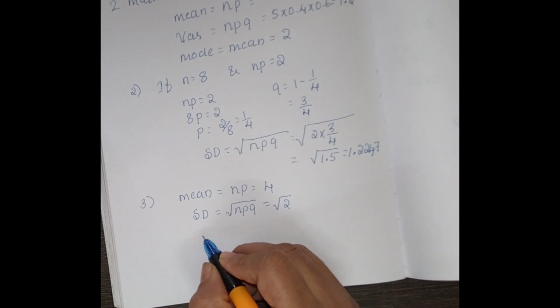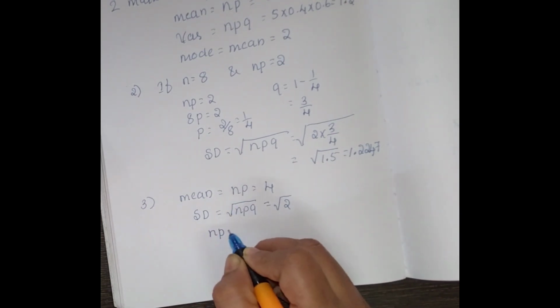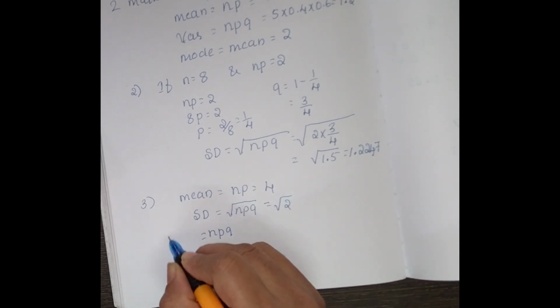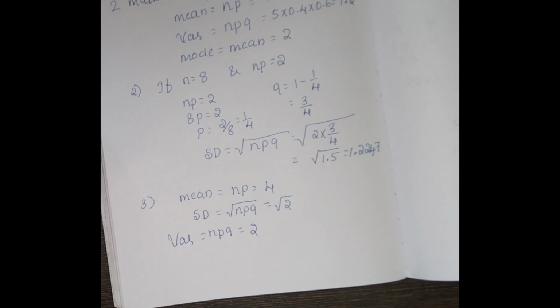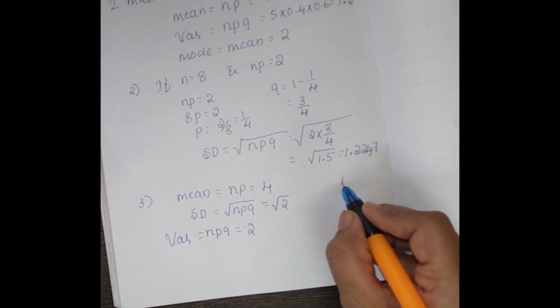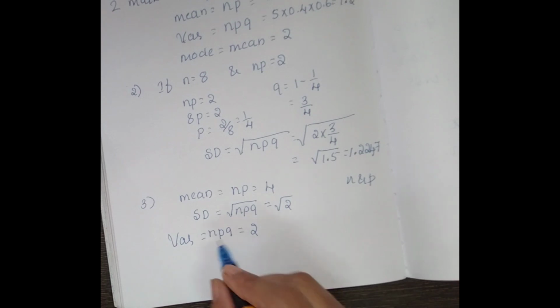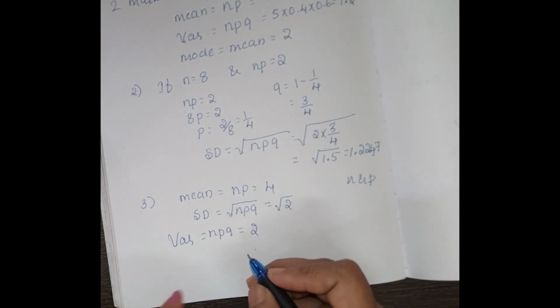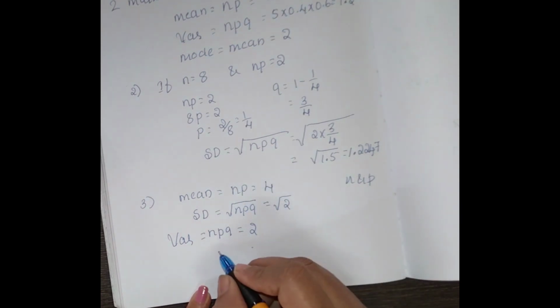Then we have to take the square root of variance. Then the variance is equal to npq is equal to 2. npq is equal to 2. Then what are you calculating? Find the parameters, n and p. Find the parameters means the variance we know and the mean we know. Then npq is equal to 2 and np is equal to 4.